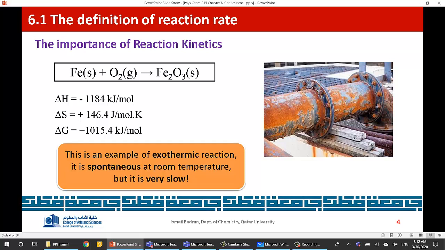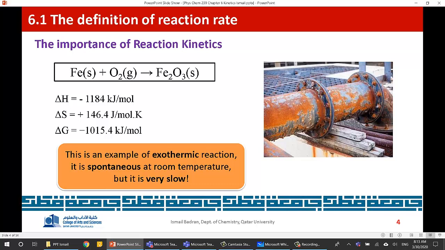This is an example of an exothermic reaction. It is spontaneous at room temperature, but it's very slow. So the first lesson here is you don't relate the idea of exothermic and endothermic to the rate of the reaction, or to how fast it goes, or to the speed of it. Exothermic does not mean fast, and spontaneous does not mean slow or fast. There is no relationship between the two.